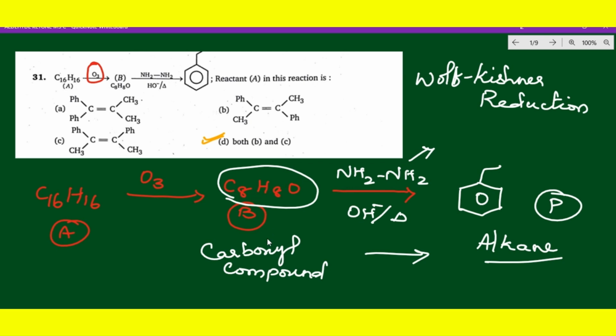Wolff-Kishner reduction, what is the main point you have to consider here? Wolff-Kishner reduction converts aldehyde, that means carbonyl compound, to alkane. Hope you got the clarity. Here is the key for you to find this answer. Come on, let's go to the next question.